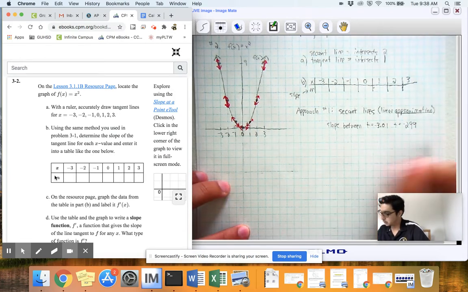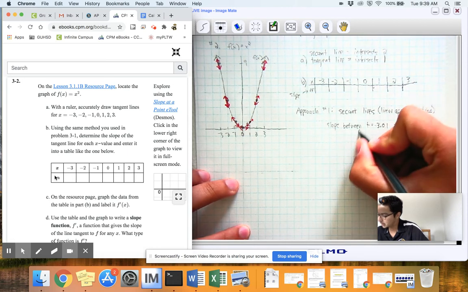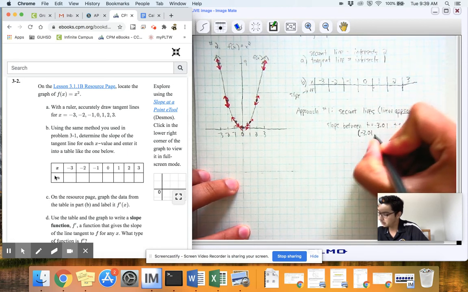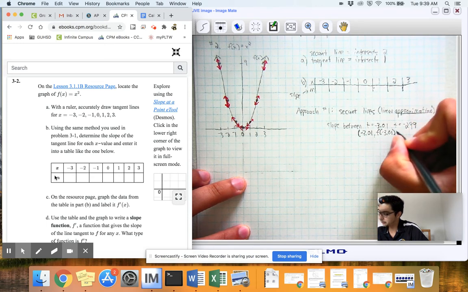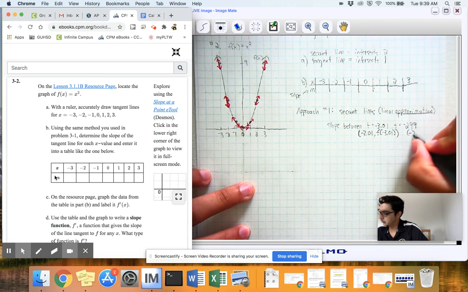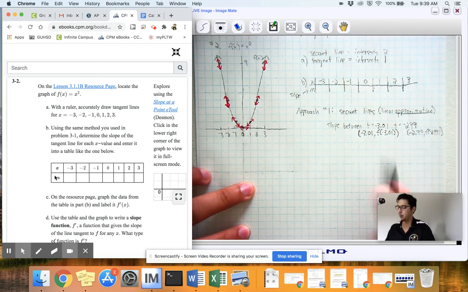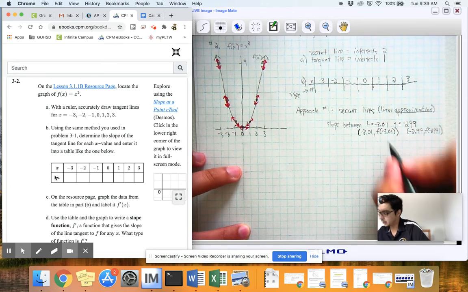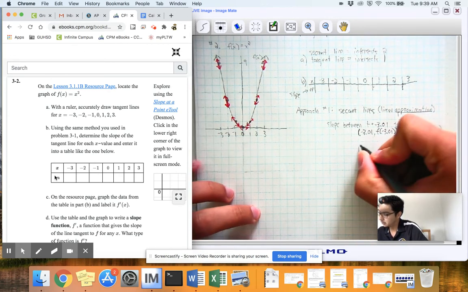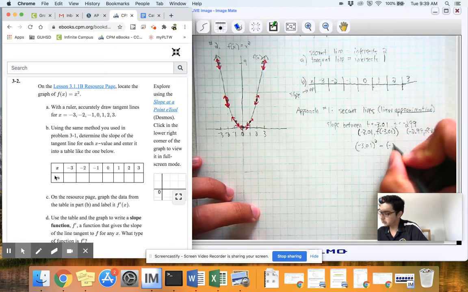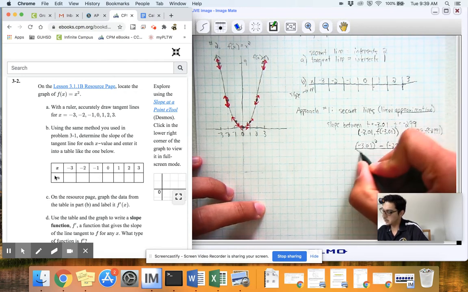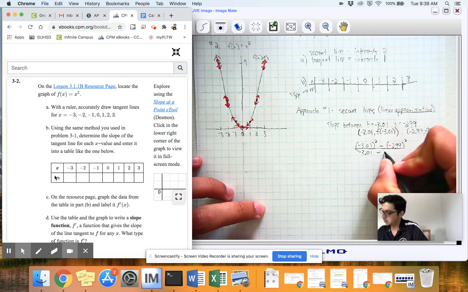So let's find a slope between these points. At -3.01, that's the point -3.01, f of -3.01. This will be the point -2.99 and f of -2.99. To find the slope between points, you find the change in y over the change in x. So f of -3.01, that's -3.01 squared minus -2.99 squared, over the change in x values, like so.